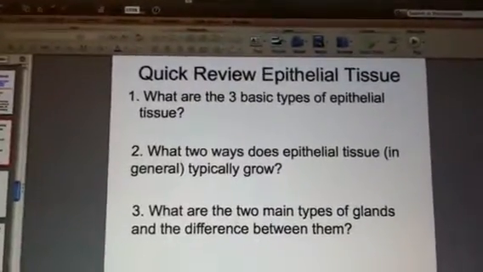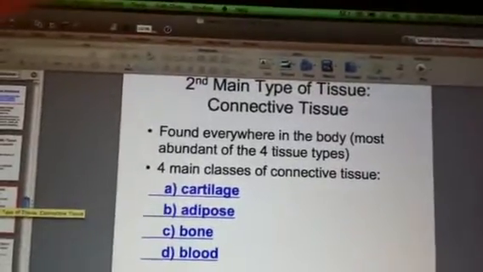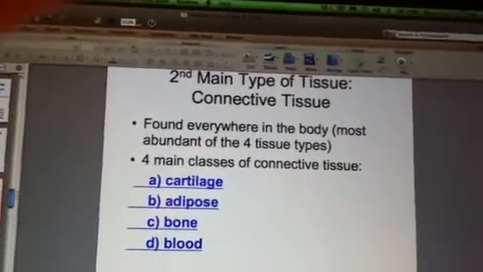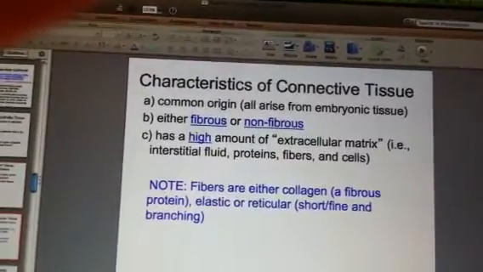We're now going to look at the next slide, slide 19. And we're talking now about the second main tissue type. We're leaving epithelial tissue altogether. And now we're on connective tissue. Whoops, sorry.